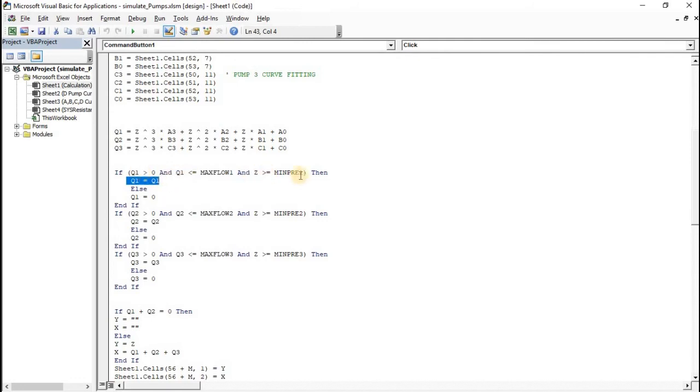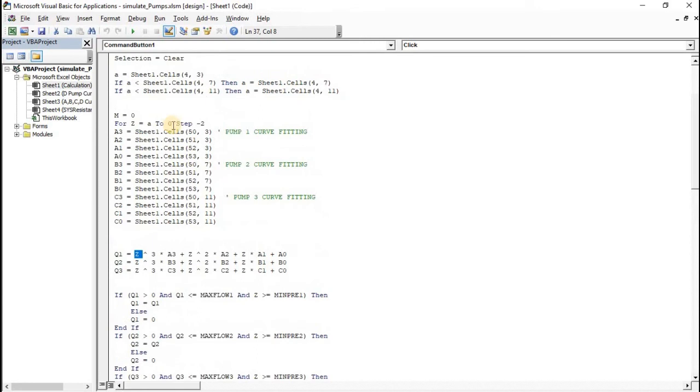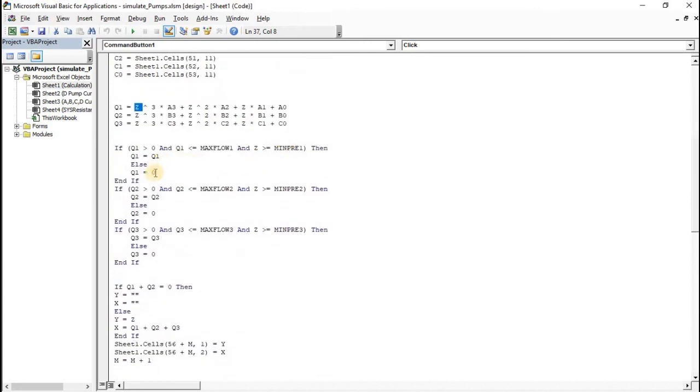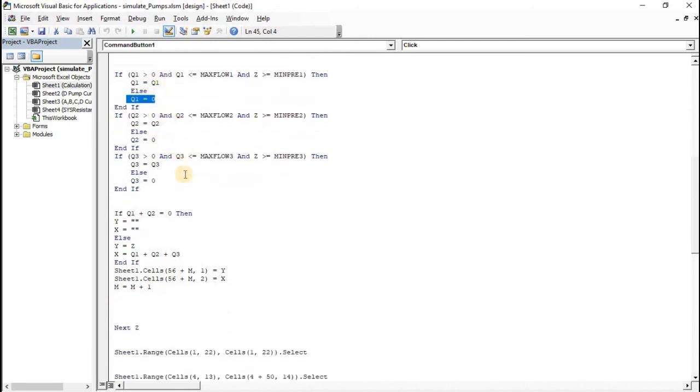But if you have any problem with these, like the flow rate is negative, or the flow rate from the curve, because the curve doesn't know anything, you just put numbers and it will give you flow rate. So if I put pressure here as 1 million, it gives me a flow rate. It is just an equation. So if the flow rate is higher than the maximum flow rate of this pump, or my assumed pressure is, because in this loop I go up to 0 pressure, then the flow from this pump is 0. Exactly the same for pump 2 and 3.